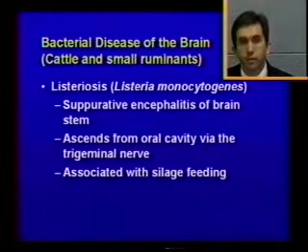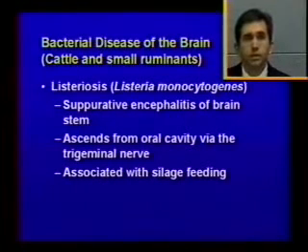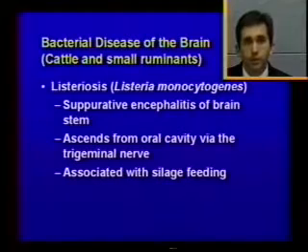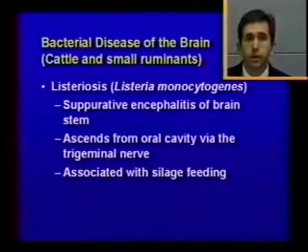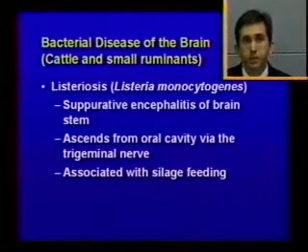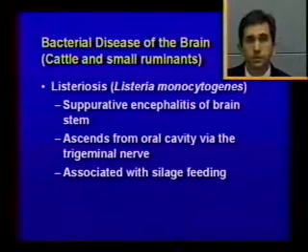I want to discuss a bacterial disease that is relatively prevalent in ruminants. We're talking about cattle and small ruminants such as sheep and goats. And this is listeriosis, caused by the agent Listeria monocytogenes. This bacterium tends to cause suppurative or neutrophilic inflammation of the brain, usually in the brain stem. And this is usually the tip-off that we're dealing with listeria infection. The lesions, the abscesses that we see, are located in the brain stem and not in the cerebral cortex.